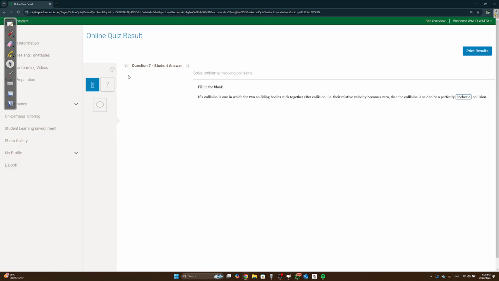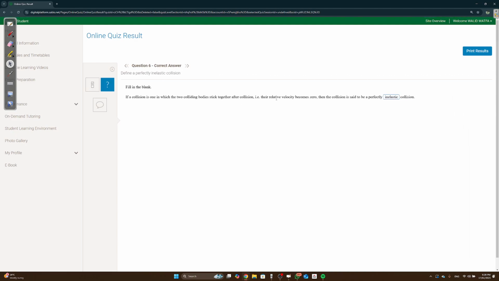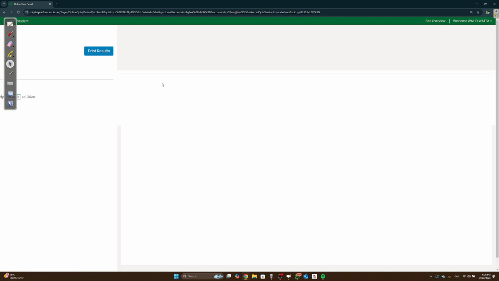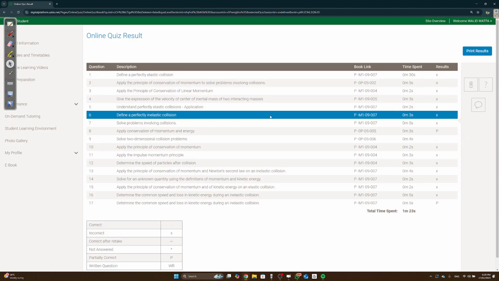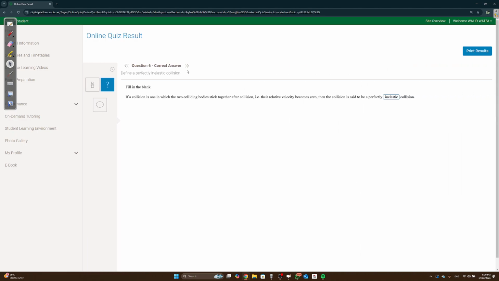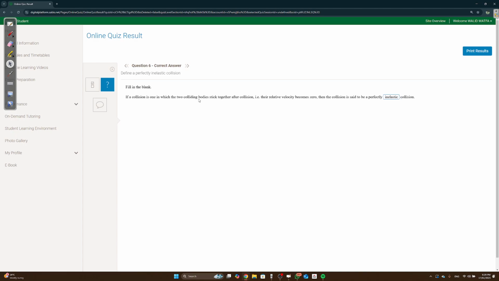Question 7. A mass m1 equals 3 kilograms moving. But by the way, what you need to know, and I'm just saying this in case it's extra, whoa, what happened? Let me refresh. I'm just saying this as extra information because sometimes you can get it as multiple choice, and I wouldn't want you getting that wrong. Okay. In elastic, relative speed is 0. Question 7. All you need to know, by the way, is just this one, where they stick together or become embedded.